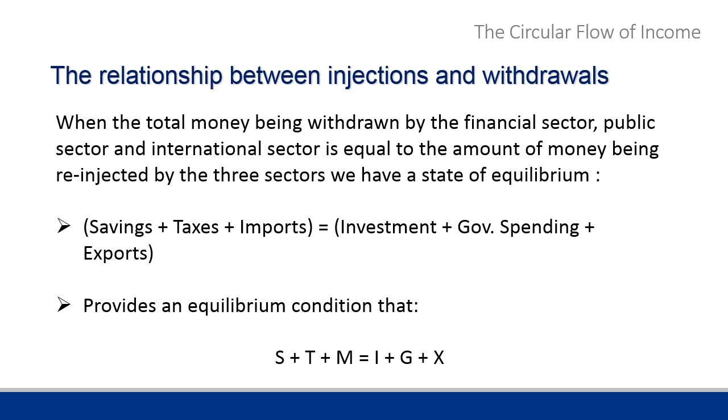So we can say that if the sum of all the withdrawals, savings, taxes and imports, is equal to the sum of the injections, the investment, the government spending and exports, then the flow is in a state of equilibrium. Therefore we have an equilibrium condition that specifies that savings plus taxes plus imports, S plus T plus M, must be equal to investment plus government expenditure plus exports. That becomes an equilibrium condition for our model.